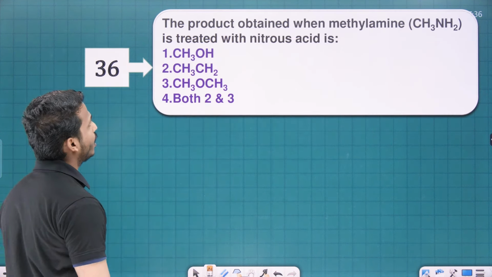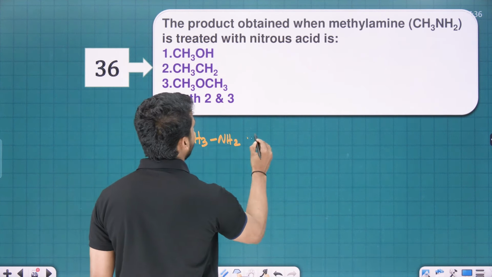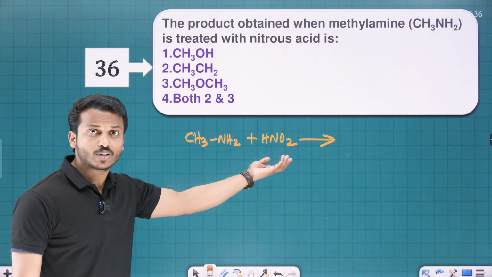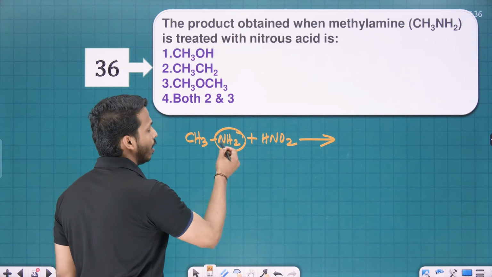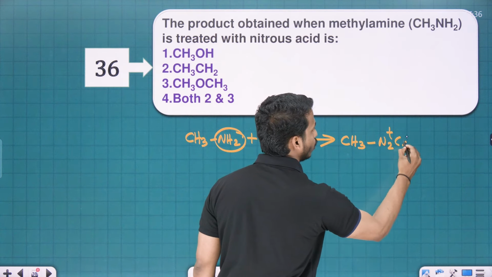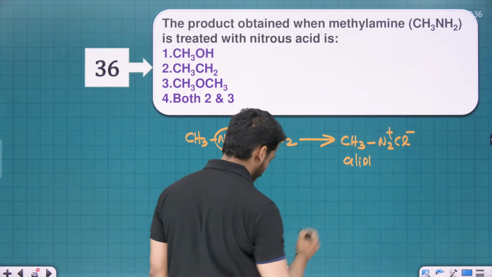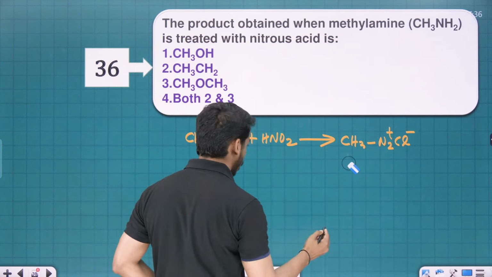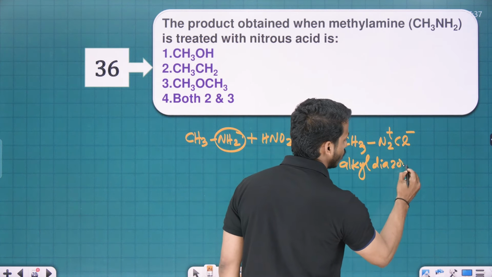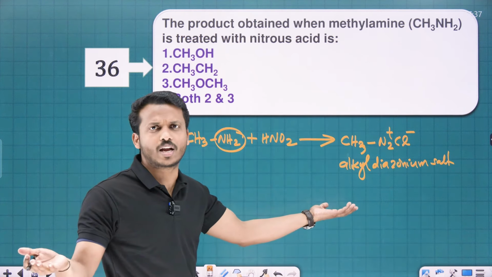Now the product obtained when methylamine is treated with nitrous acid. What is nitrous acid? HNO2. You know, this is our diazotization process, right? So aniline, amines on diazotization, become the diazonium salt N2Cl. But we studied, all of you, this is aliphatic, right? So this is an alkyl diazonium salt. You know, alkyl diazonium salts are highly unstable because resonance is not possible.